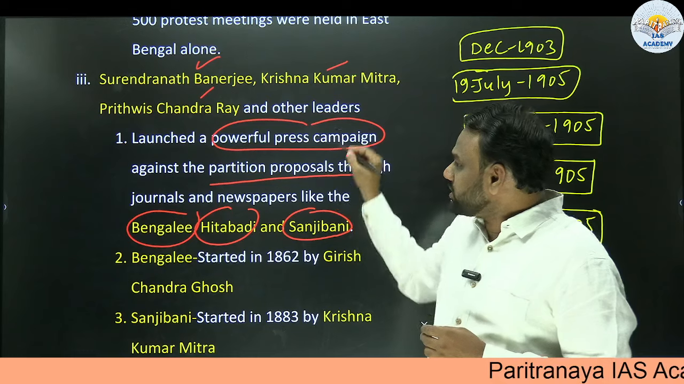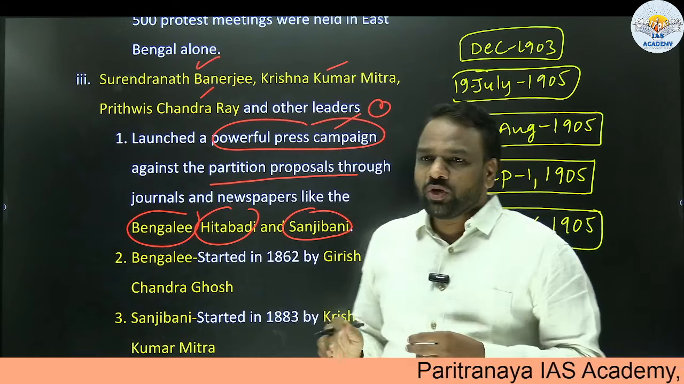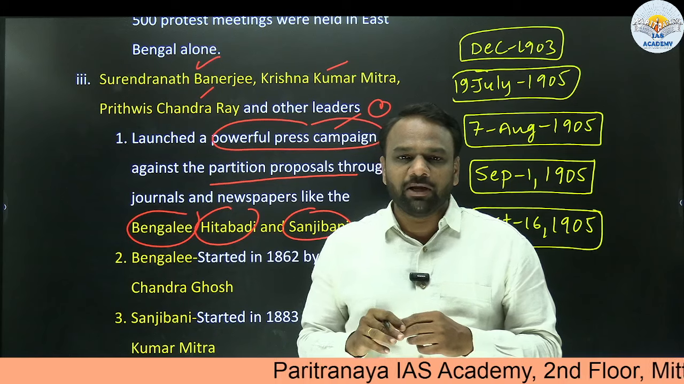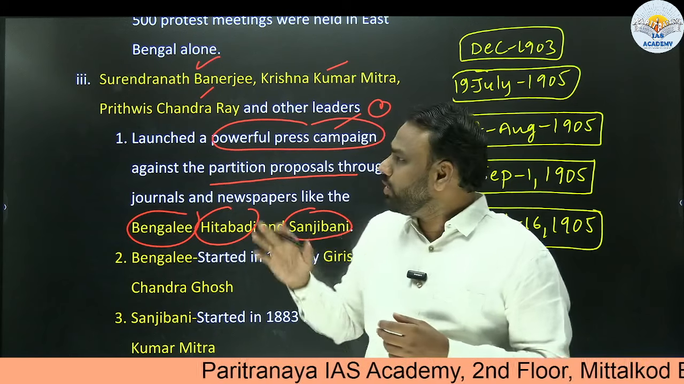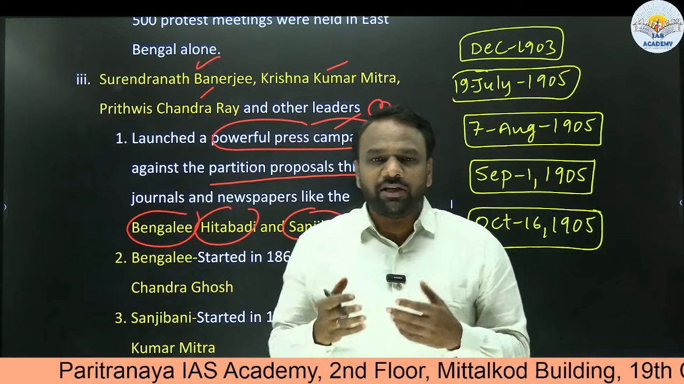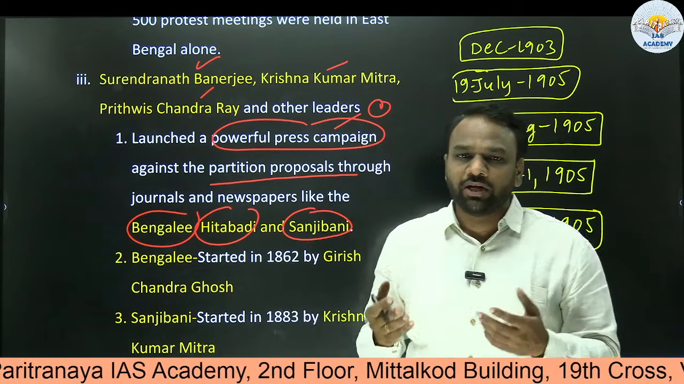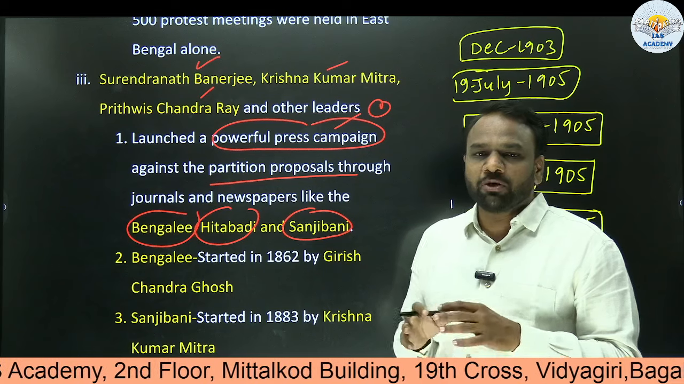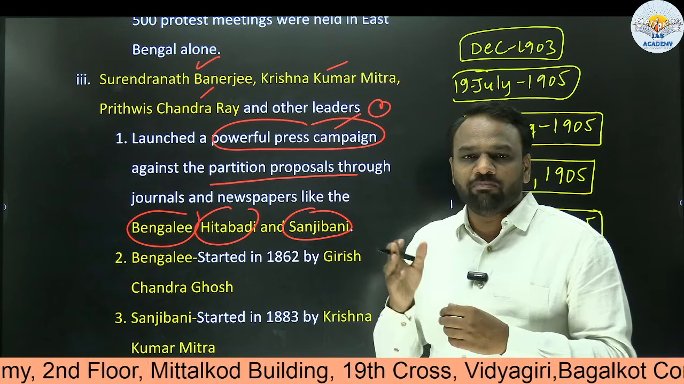Next, they launched a powerful press campaign. In order to inform the general public, that information has to reach the public, and there are different ways. Through the press campaign, these personalities used to write articles in the newspapers, and through those newspapers they disseminated information to the public that we should protest the government's move of partitioning Bengal.